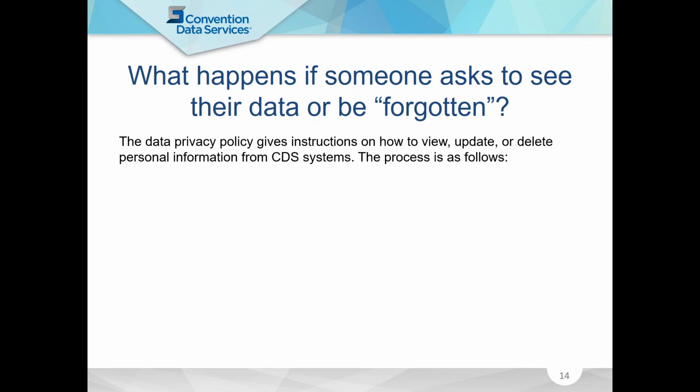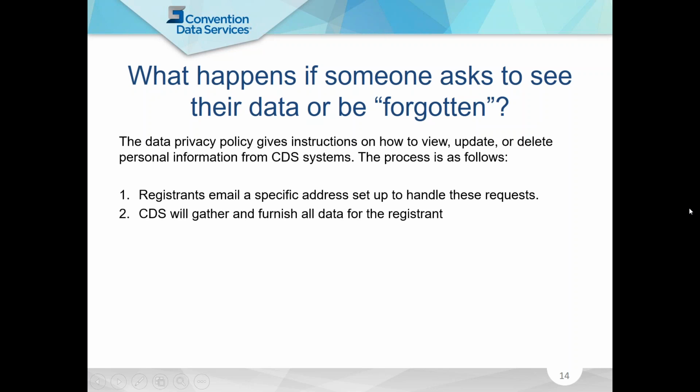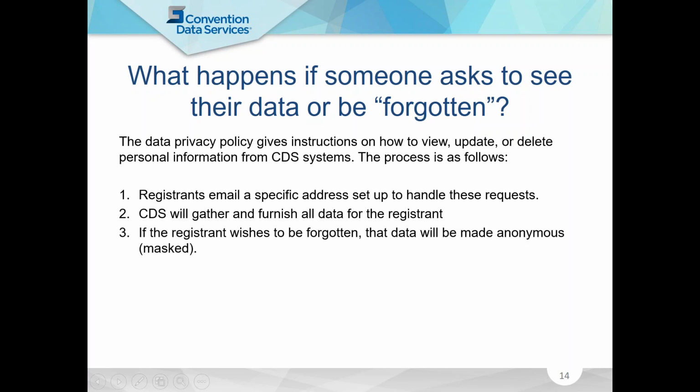So our data privacy policy, and I think JD showed you this when he quickly glanced through that policy, at the very bottom, provides an email address where someone can make the request to view, update, or delete their personal information from the CDS system. So a registrant emails us, asking us to handle the request. If the request is to give them the data that we have, we will do that. If the registrant sees the data and says, I really don't want to have that in your system, I'd like to be forgotten, then we make the record for that registrant anonymous, in that we mask the personally identifiable information: first name, last name, email address, company, telephone numbers, that type of stuff.